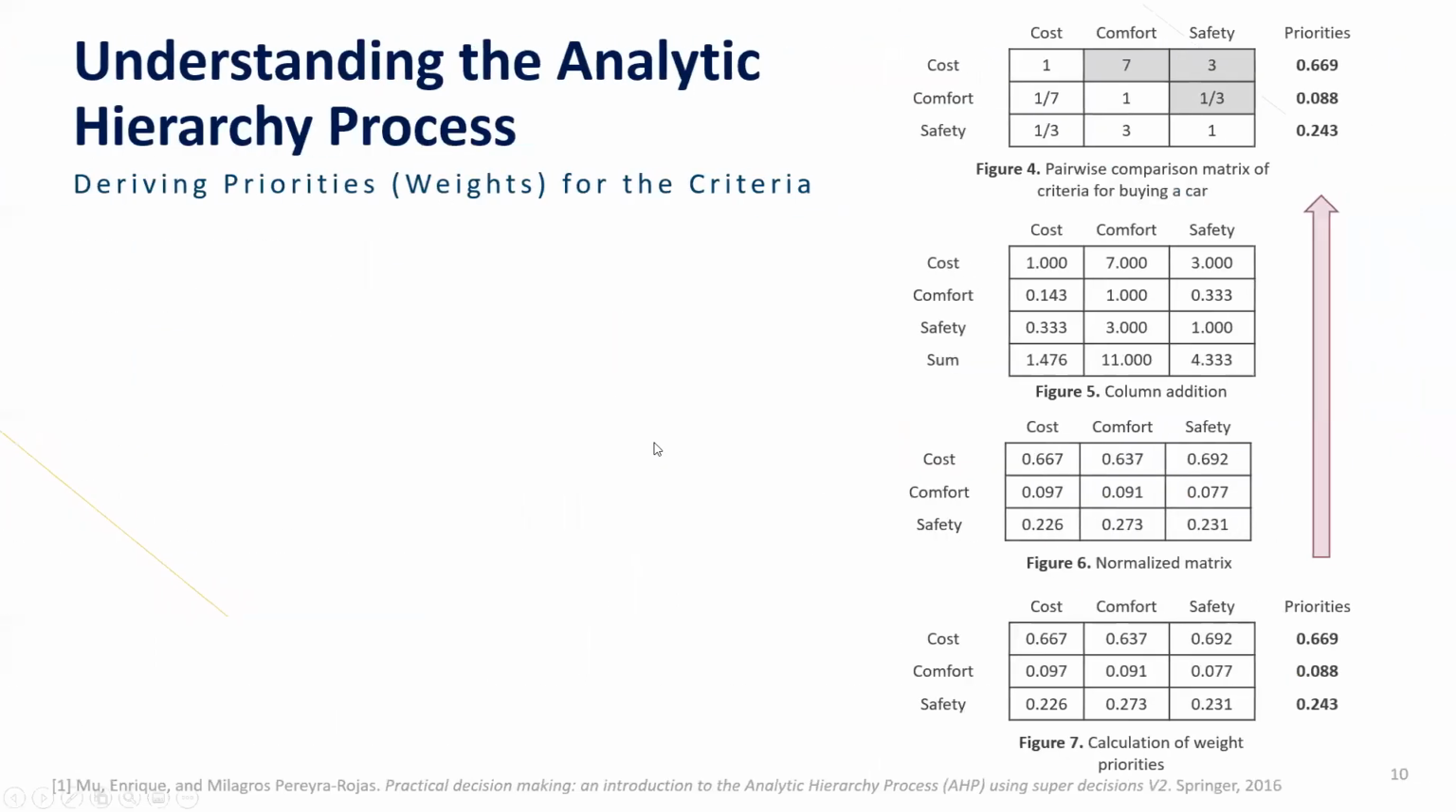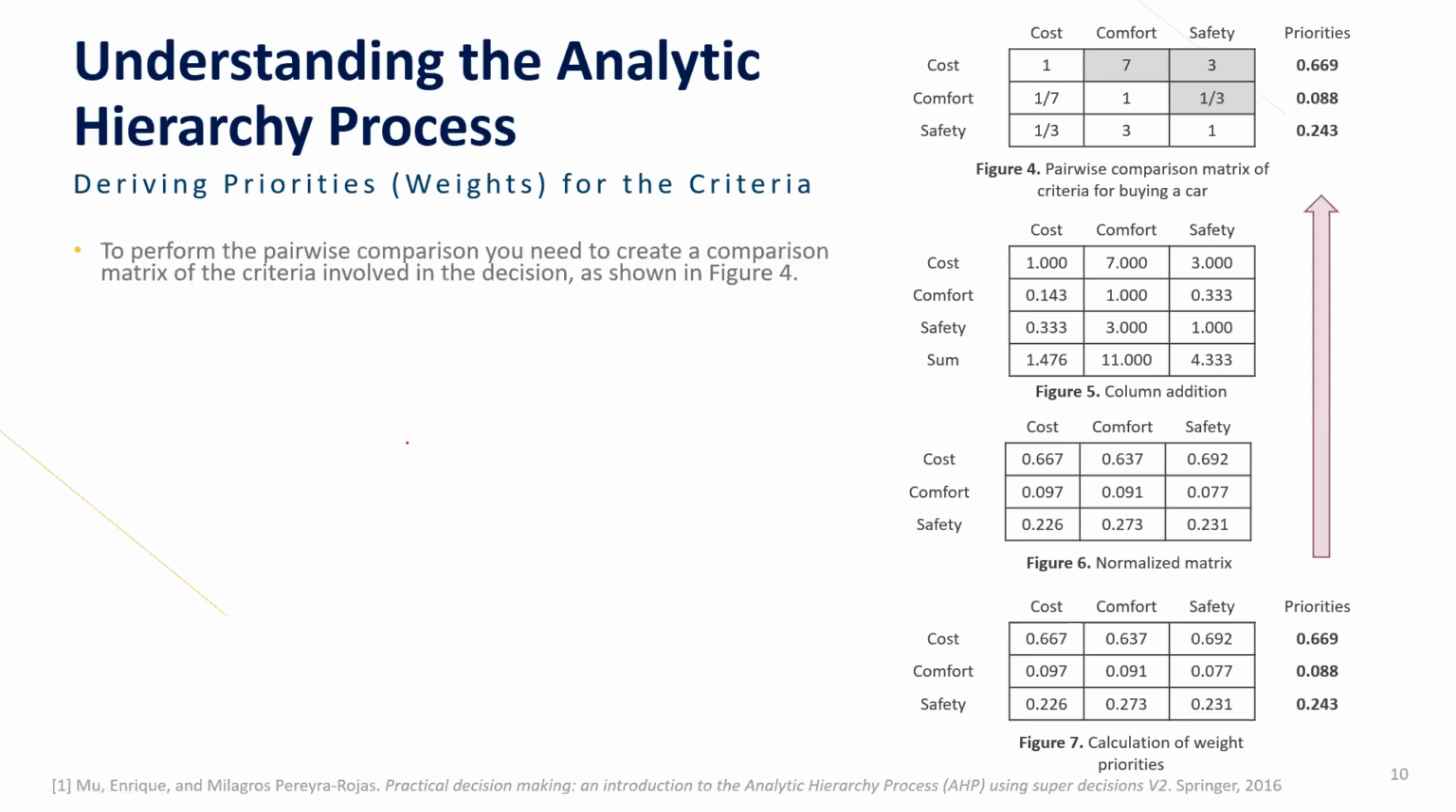So the next step is, let's try to give the score to the example that we used earlier. First, we have 3 criteria for selecting the best car that we want to buy: cost, comfort, and safety. Then we will create the pairwise comparison matrix: cost, comfort, and safety. We will compare them.